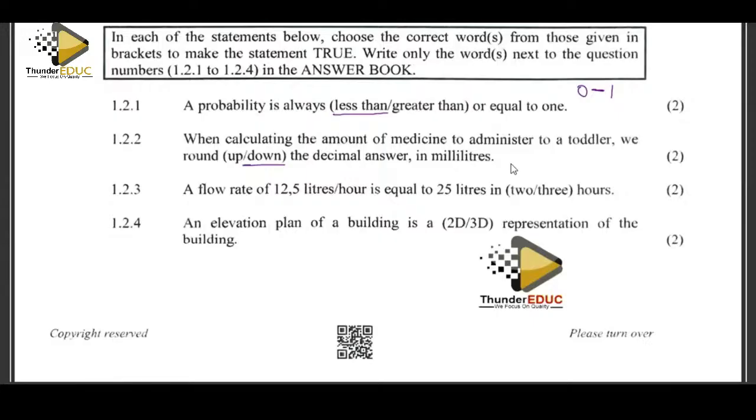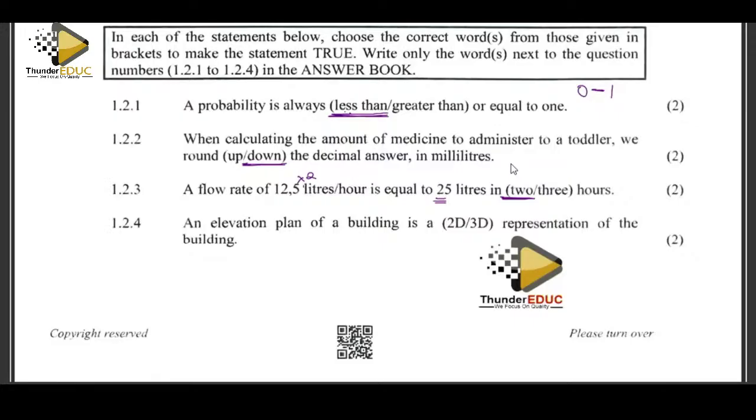Okay. A flow rate of 12.5 liters per hour is equivalent to 25 liters in 2 hours. Just get this when you multiply, because if in 1 hour you have 12.5, what about 2 hours? You'll have this much. So here the answer is supposed to be 2. Here I'm saying down. Here we are having less than.